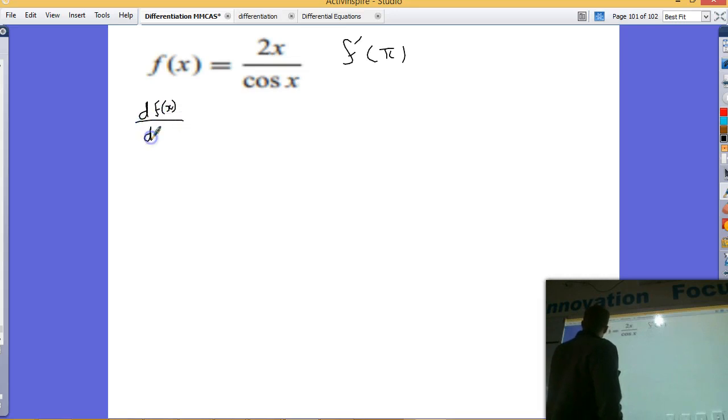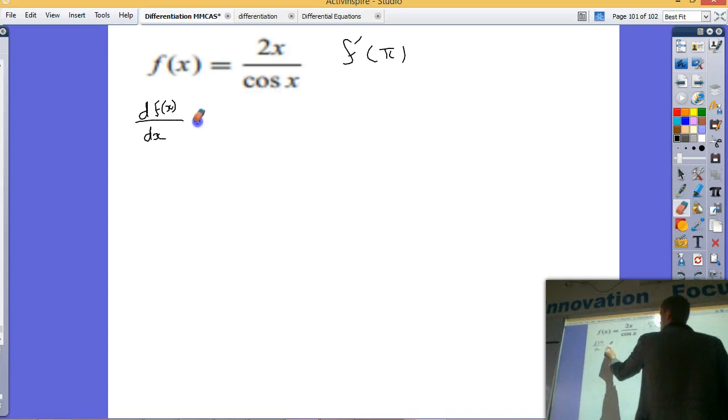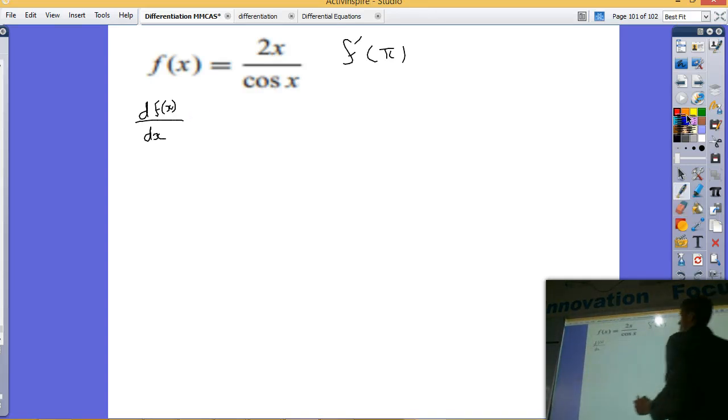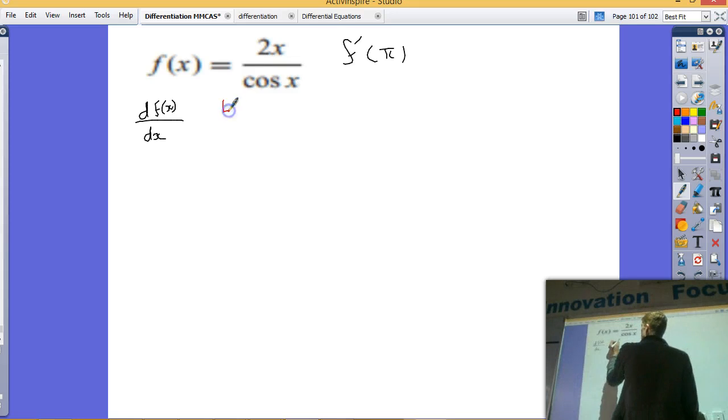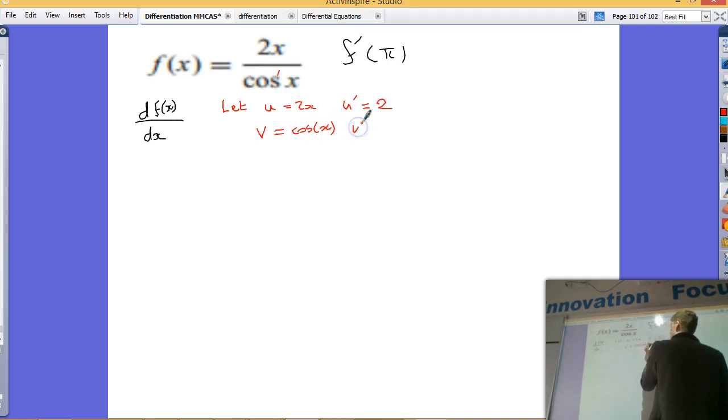df of x dx. Okay, now what kind of function is it? Again, it's a quotient. We have to use our quotient rule. So in doing this derivative, we've got to break it up in terms of our u and our v. So we've got let u equal the top expression, 2x, and so u dash, its derivative, is equal to 2. That part's easy. And then v is the bottom, cos of x. And so v dash, its derivative of cos is, you guessed it, minus sine.